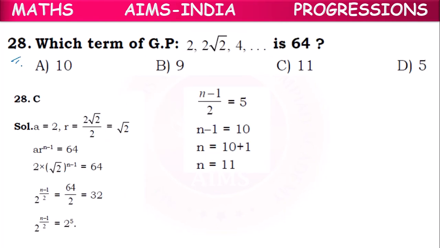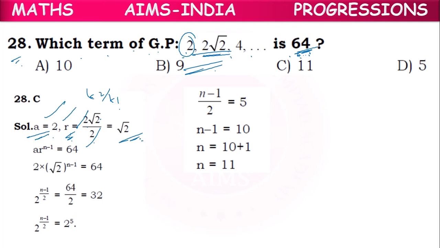Next children, 28th question. Which term of the GP 2, 2 root 2, 4 is 64? They have given the GP, and we have to find which term number has value 64. In the GP, the first term is A equal to 2. The common ratio can be calculated by the formula T2 by T1, that is 2 root 2 by 2. 2 gets cancelled, root 2 will be the common ratio.